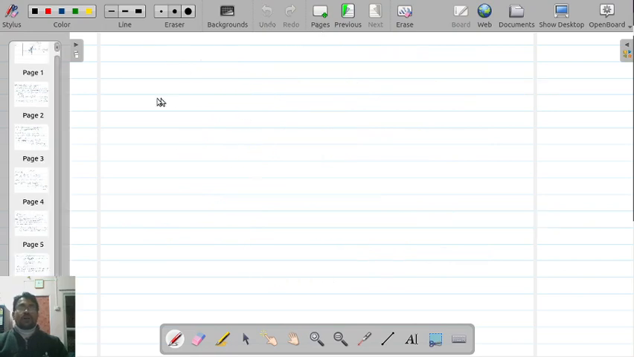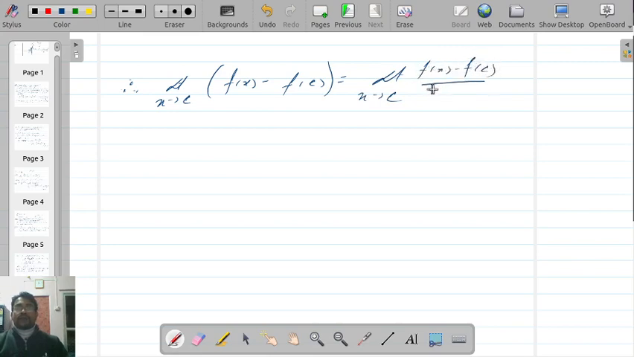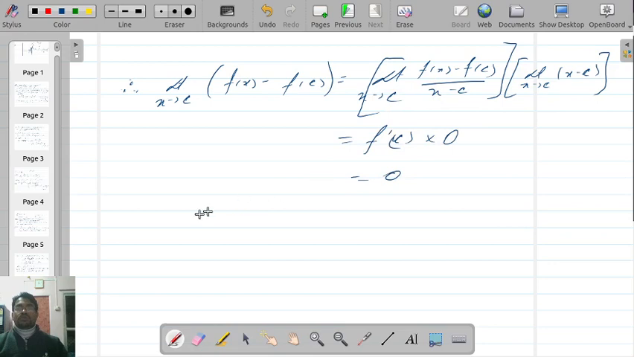Right? So therefore limit x tends to c of f(x) minus f(c) can be written as limit x tends to c of f(x) minus f(c) divided by x minus c, multiplied with limit x tends to c of x minus c. So limit of the product is equal to product of the limits. This is nothing but f dash c, and this part is nothing but 0, so this is equal to 0. So here on the left side also I can separate by the properties of algebra of limits. Limit x tends to c of f(x) exists, so the individual limits also exist.